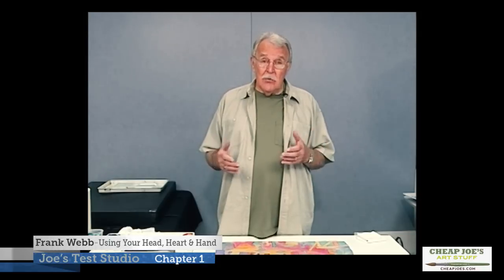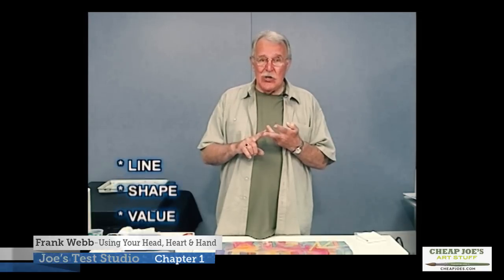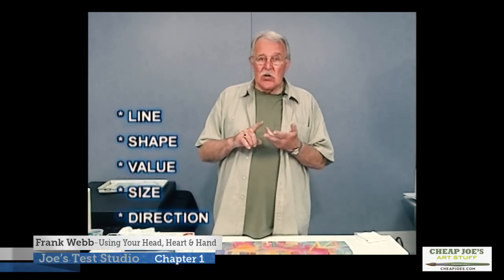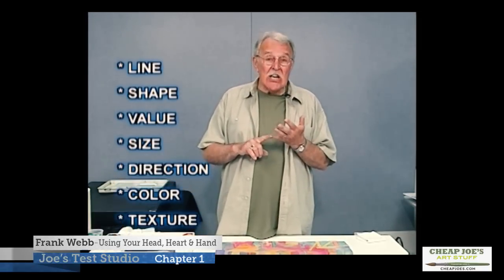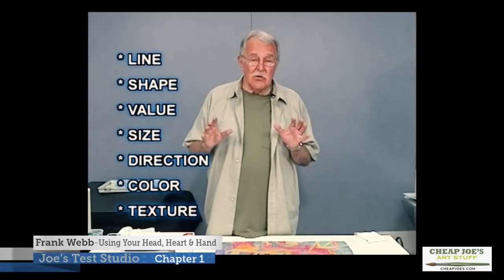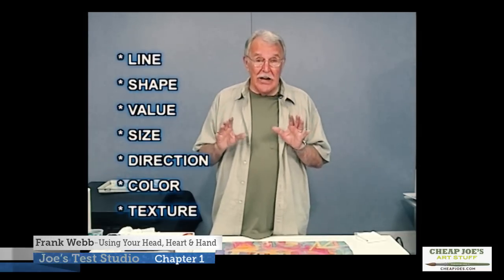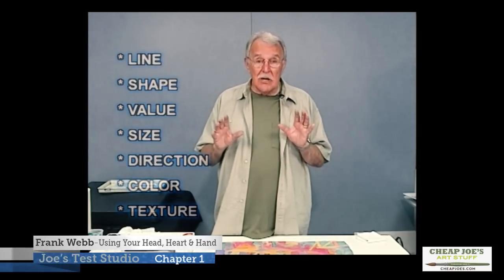Composition. When you get right down to it, what else is there? If there is any art at all in your painting, it will be the composition of the painting itself. So anyway, the nouns, getting back to the nouns, there are 7. Line, shape, value, size, direction, color, texture. Those are the 7 nouns with which we should be thinking at all times when we're composing a painting.